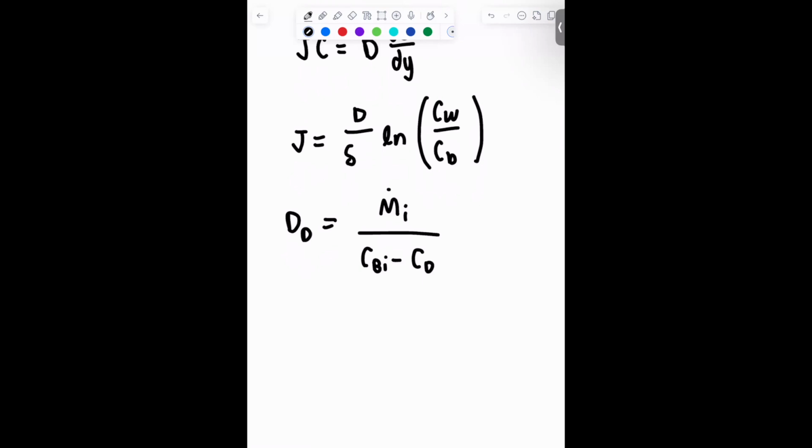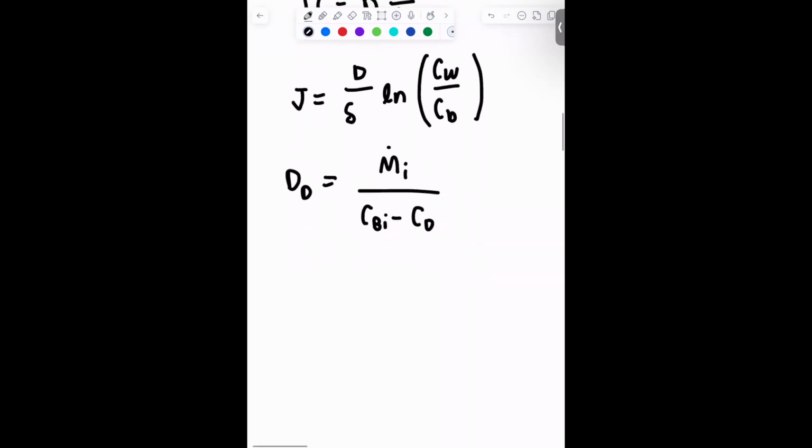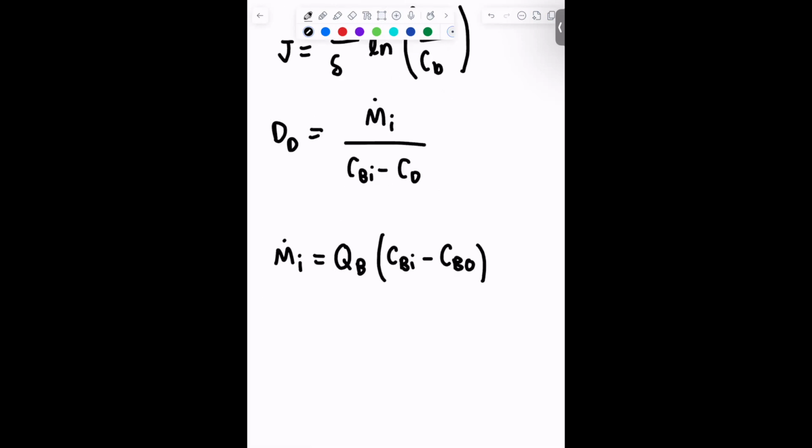Since we're only using the dialysis inlet, we can drop the I because it's unnecessary. So as I said before, M dot is the mass transfer rate. So M dot equals QB, which again is the blood flow, and that's going to be CBI minus CBO, which again is the concentration of the blood inlet minus the concentration of the blood outlet.